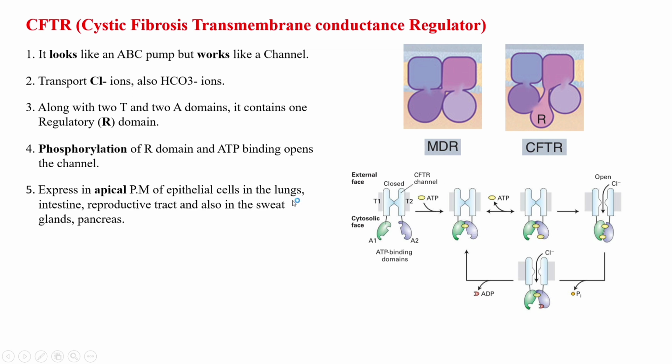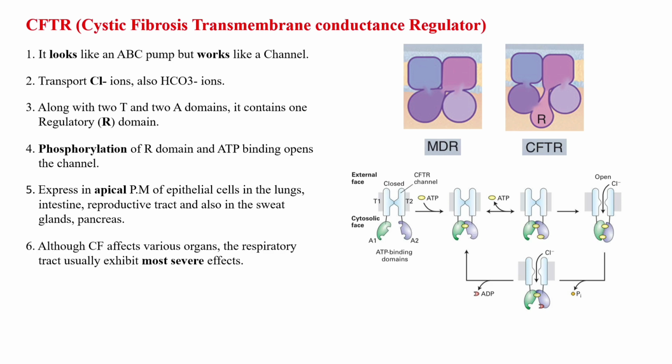Okay. So this protein CFTR is expressed in the apical plasma membrane of epithelial cells in the lungs, intestine, reproductive tract, and also in the sweat glands and pancreas. Although cystic fibrosis affects various organs, the respiratory tract usually exhibits the most severe effects, and you have to remember this point because I will explain the reasons behind these pathophysiological conditions, why patients of cystic fibrosis show the most severe effects in the respiratory tract.